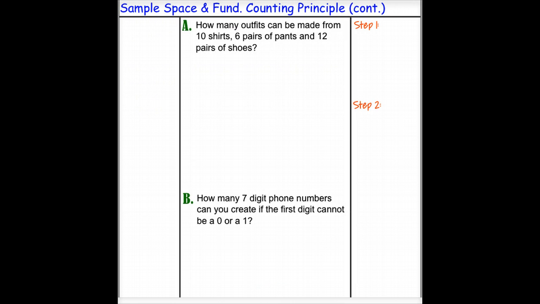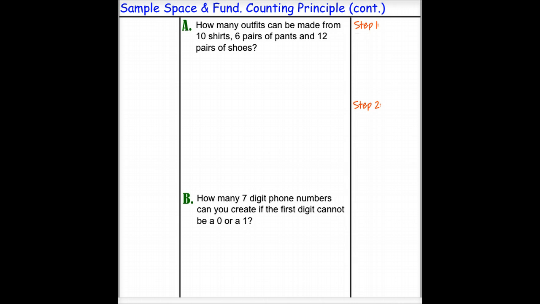So our first problem we have here is how many outfits can be made from 10 shirts, 6 pair of pants, and 12 pair of shoes? If we were to go the route of making a tree diagram, we would already have here shirt 1, shirt 2, shirt 3, shirt 4, shirt 5, shirt 6, shirt 7, shirt 8, shirt 9, and shirt 10. And already you can see that now we have to draw 6 pairs of pants off each of those. It's going to get really big, really fast, and take a really long time. So therefore, I would much rather go a different route.